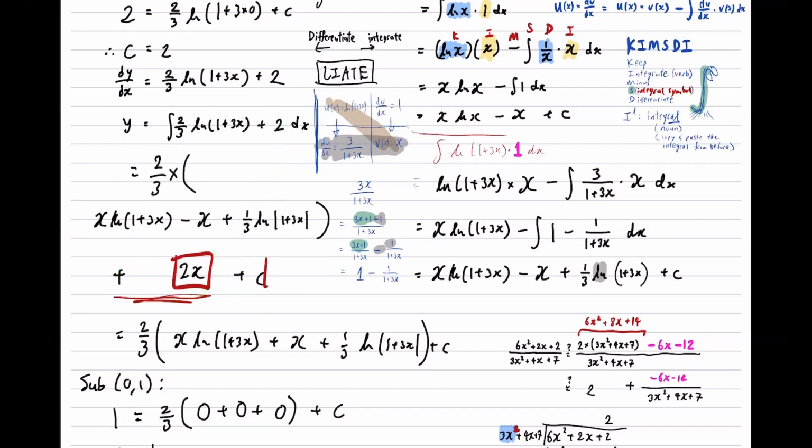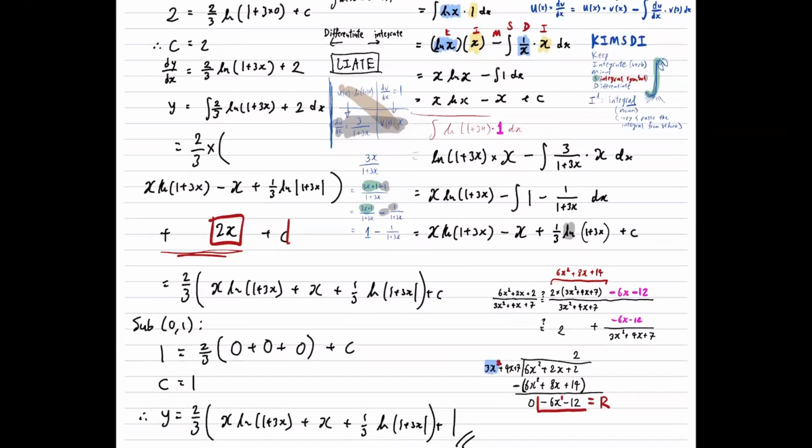Okay, then I think I did something wrongly here. I'm going to delete this. Next, we need to solve for d. Why do we have a d here? It's because we are doing indefinite integration. Always have an arbitrary constant d.